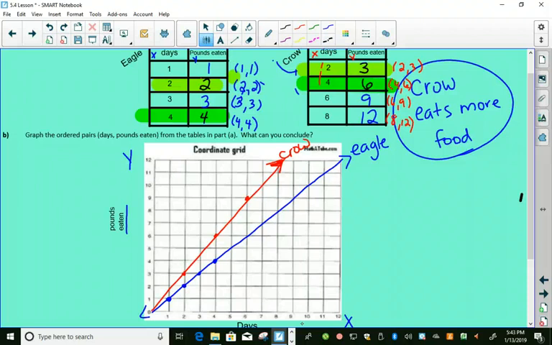Okay, so I've graphed my coordinates so that the days are the x value, the pounds eaten are the y value. And then it asks me what I can conclude. I look at the 2 lines, and I notice one line is steeper than the other. It's going up faster. Okay? And in this particular graph, the crow is going up faster. So what does that tell you about these 2 birds? Well, since we're relating the days with the pounds eaten, we can determine that because the crow is increasing faster, the crow eats more than the eagle, which is exactly what we learned in the first example with the tables when we compared them.